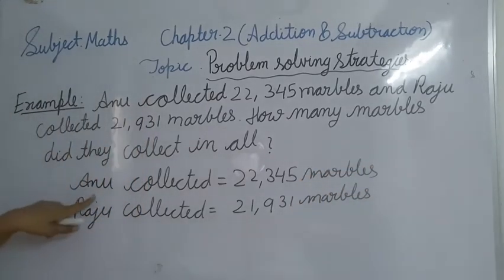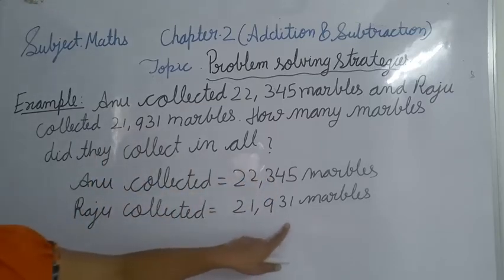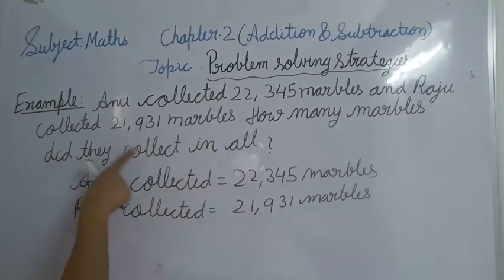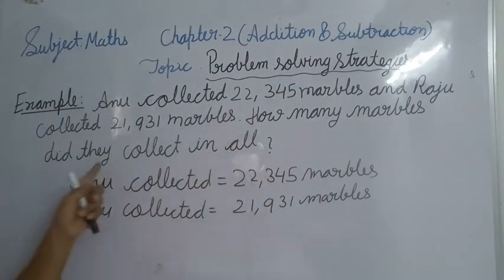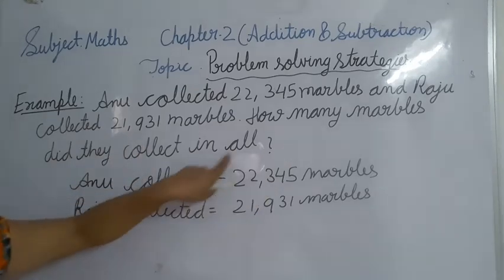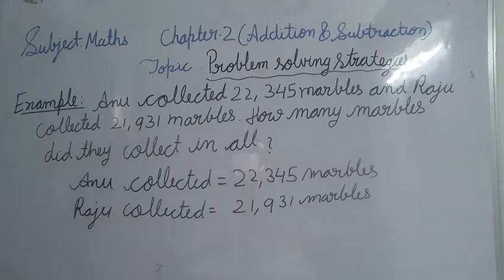Yes, they are saying Anu collected this many marbles and Raju collected this many marbles. Now they are asking how many marbles they collected in all. In all means two parts have been given and they are asking for the whole. So you can make a number bond for this also.